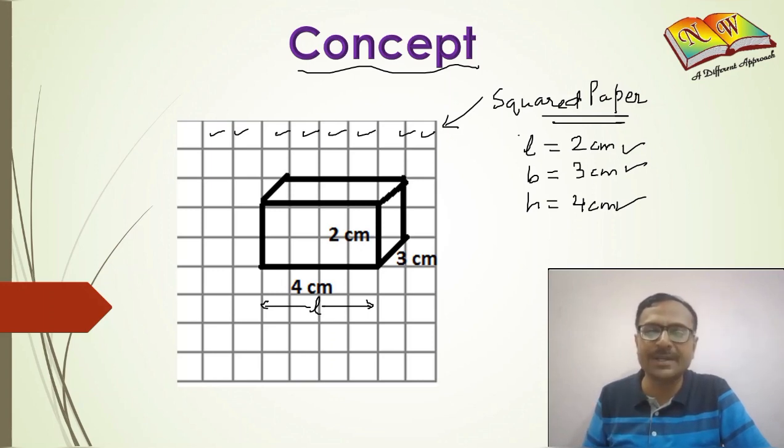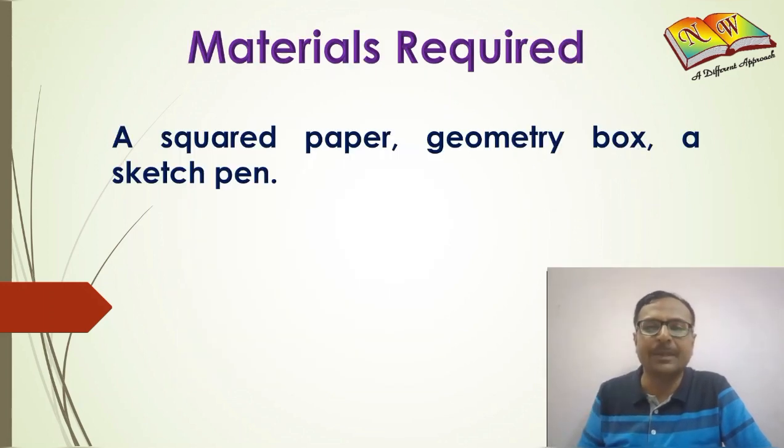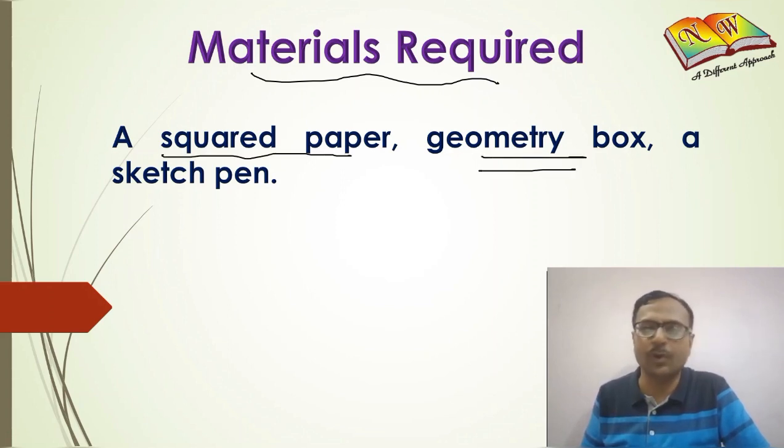So to represent this cuboid on the squared paper, you need to draw it like the one represented here. And this is the objective of this activity, to draw the oblique sketch. This is known as the oblique sketch of the cuboid on the squared paper. The material required to perform this activity includes, obviously, the squared paper, the geometry box for drawing purposes and sketch pens. Let's perform this activity now.